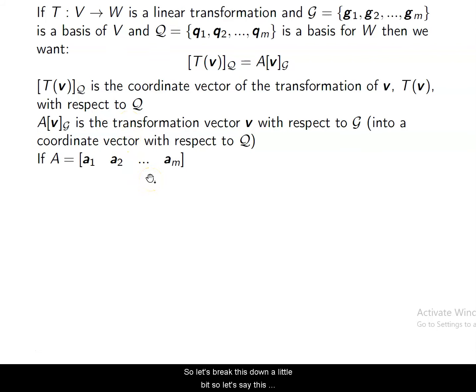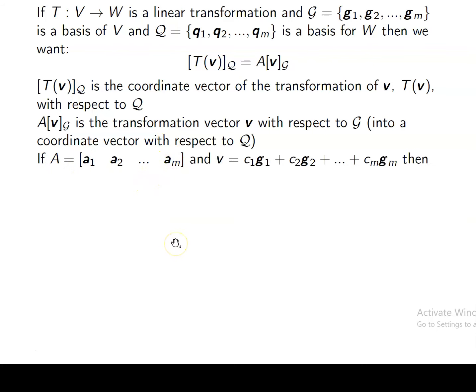So let's break this down a little bit. Let's say this transformation matrix of T that's given by A is a matrix, which it always is. It can be written as column vectors, where those column vectors are A1, A2, so forth and so forth, up to AM. Our vector V can be represented in this vector space V, which has a basis of G, by turning it into a linear combination of the basis vectors. So V looks like this. We saw that from the beginning.